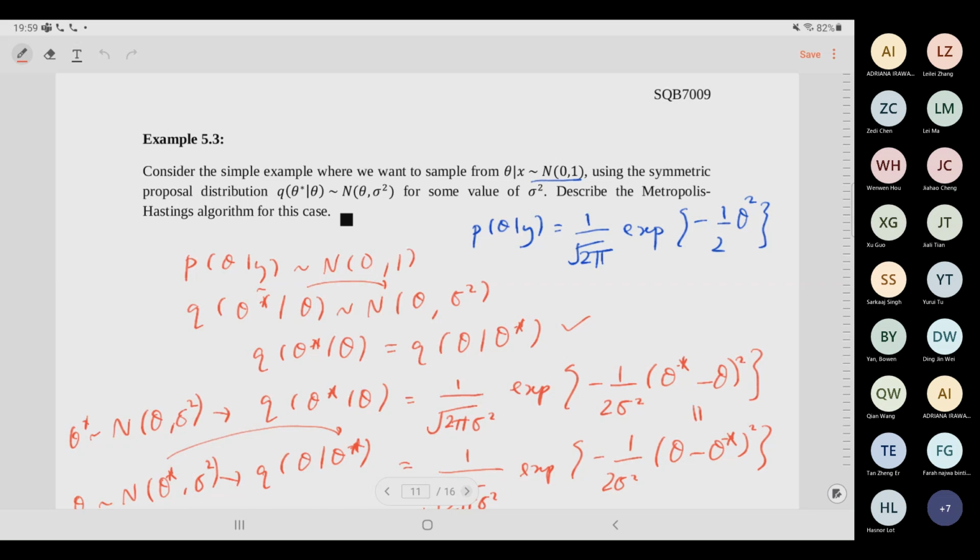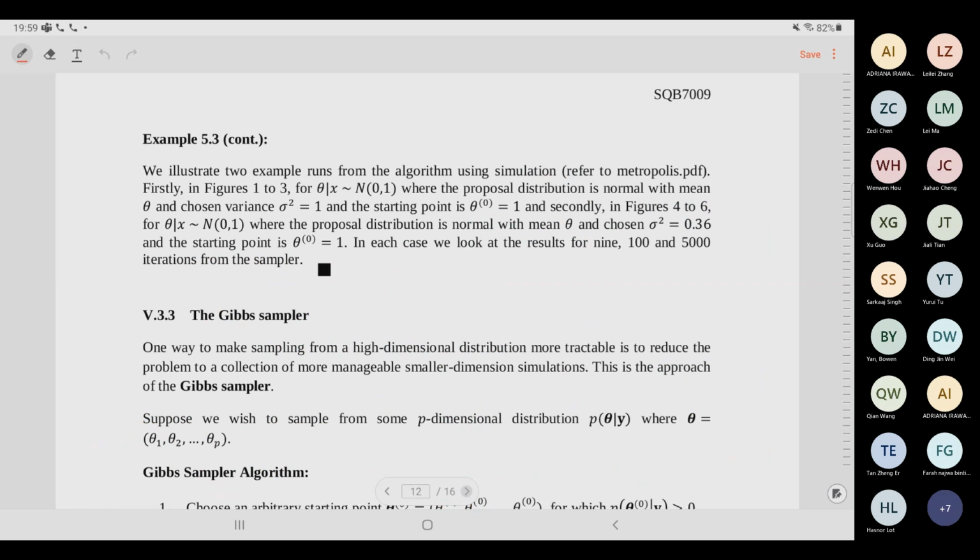Okay, so for example, in this case, we have two examples. First, when your sigma square is 1, and the other one is when your sigma square is 0.36. In both cases, the starting point, your theta naught, which is your initial value, is equal to 1.